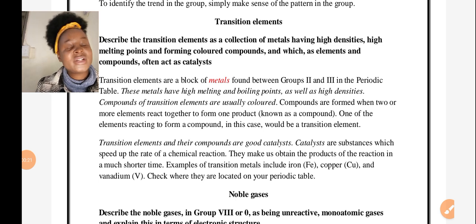So we are saying that transition elements, these are colorful elements. They form colorful compounds. So these transition elements are a block of metals which are found between group 2 and group 3 in the periodic table.